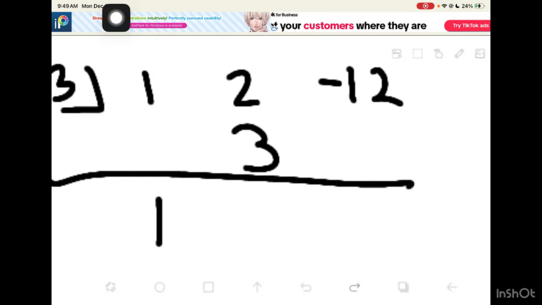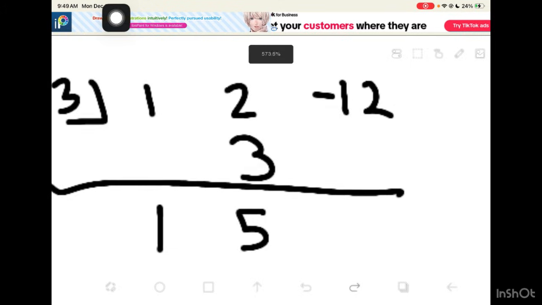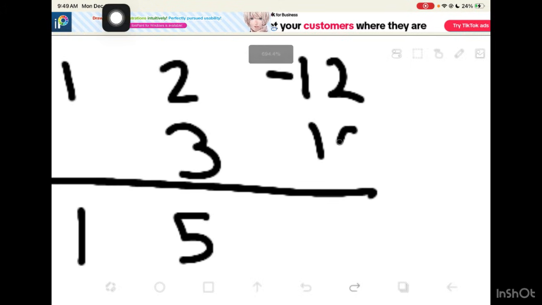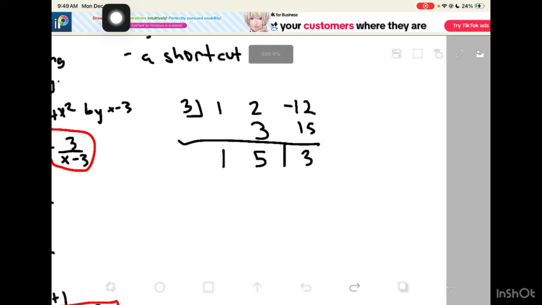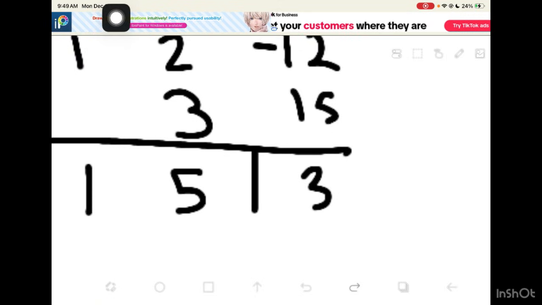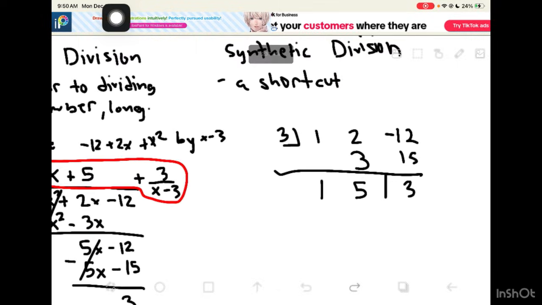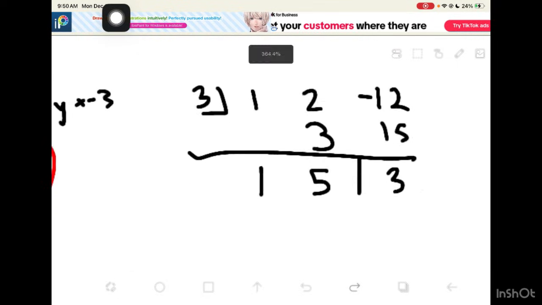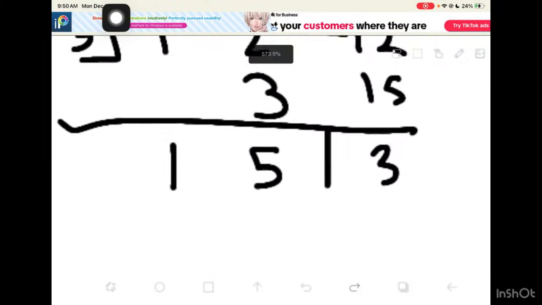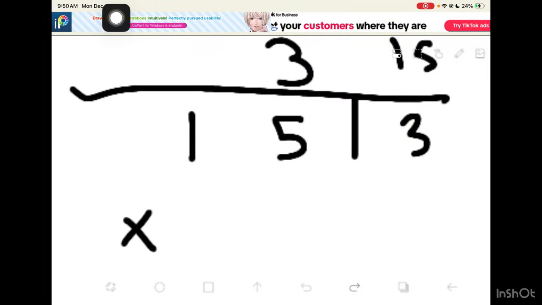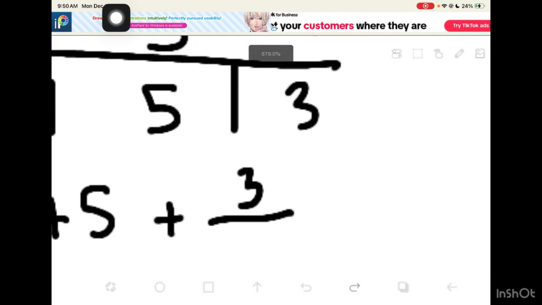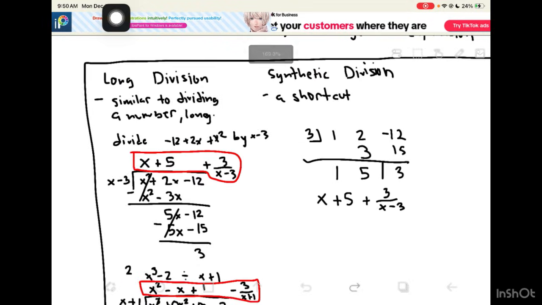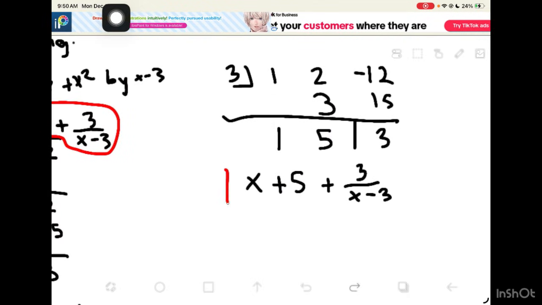Add. 2 plus 3, 5. 5 times 3 is 15. And then, add this one is negative 12. Oh, sorry, positive 3. Now you got 1, 5, and 3. Your last term is always your remainder. And your first term is always 1 degree less than your initial. So this is now from quadratic, x squared is now linear. So it's 1x plus 5 with a remainder of 3 over x minus 3. As you could see, if after translating, it's still the same.